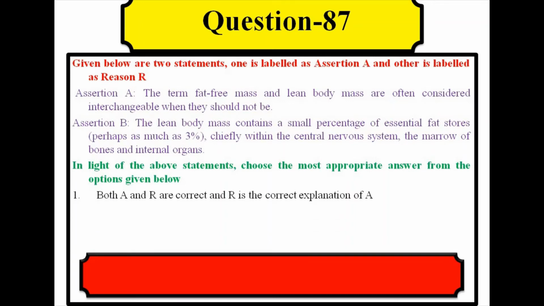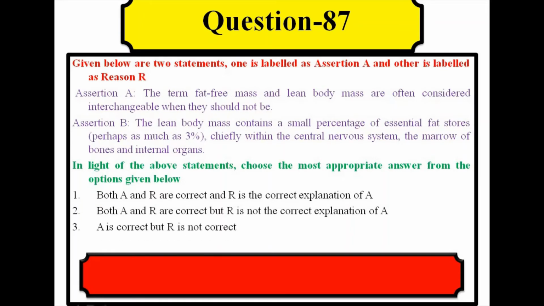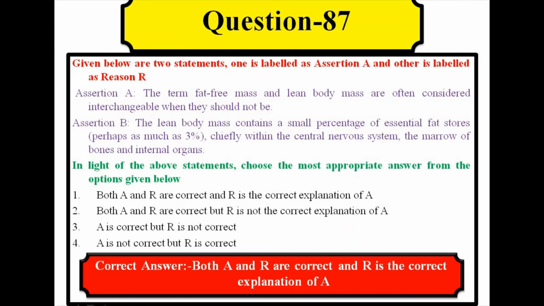Both A and R are correct and R is the correct explanation of A. Both A and R are correct but R is not the correct explanation of A. A is correct but R is not correct. A is not correct but R is correct. Correct answer: both A and R are correct and R is the correct explanation of A.